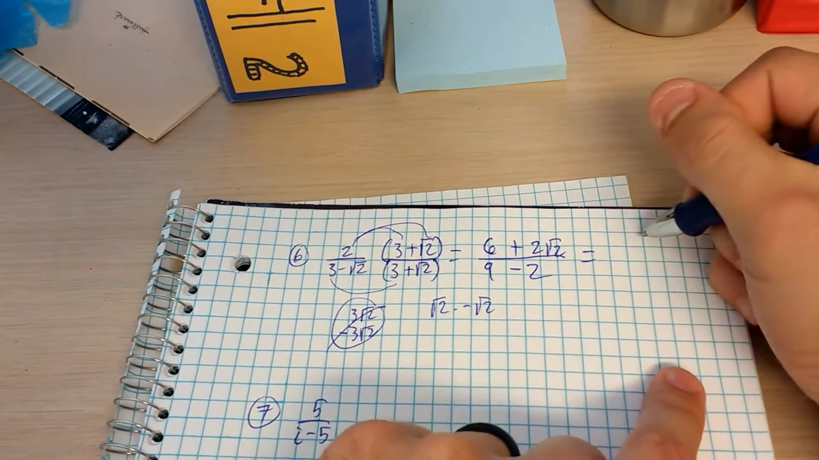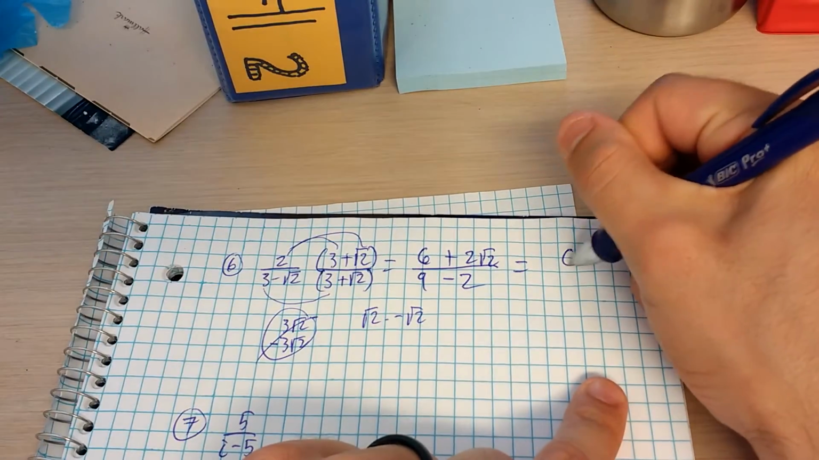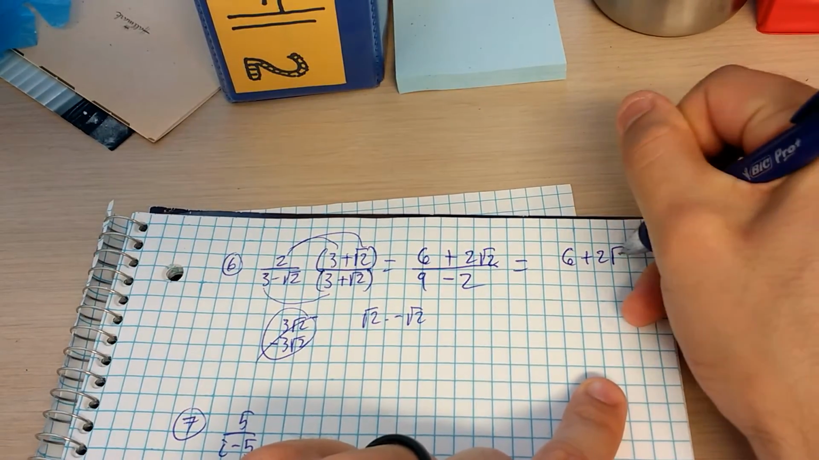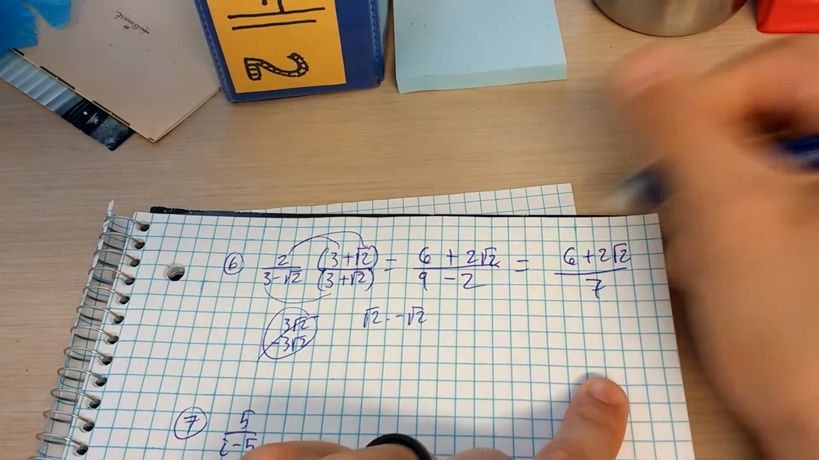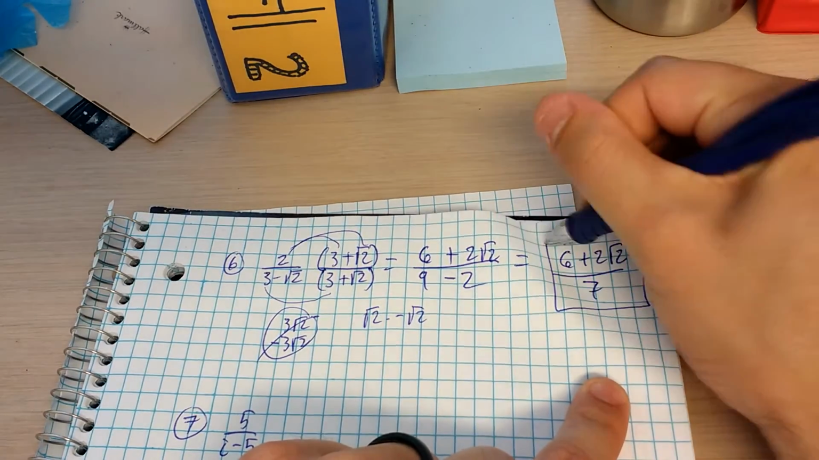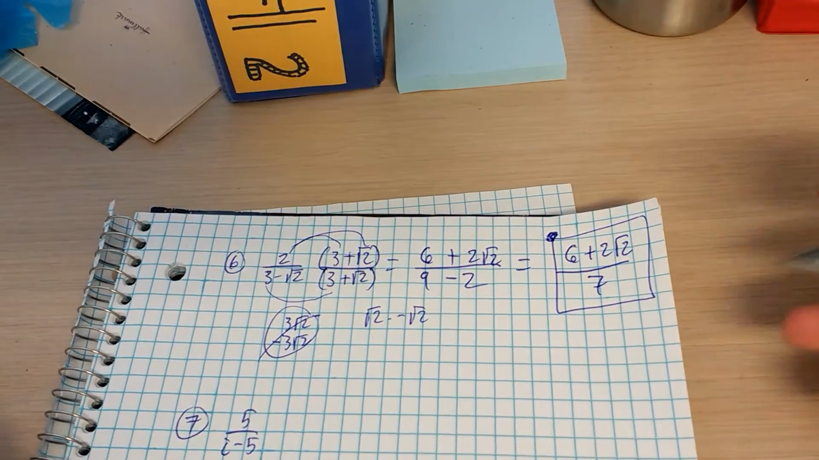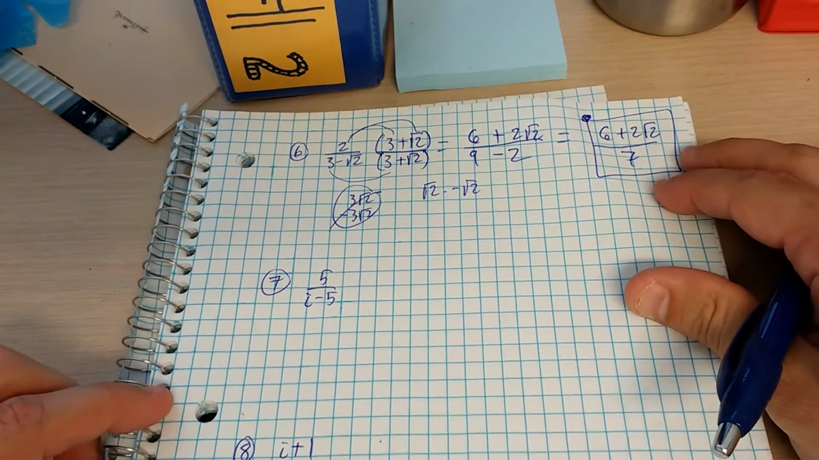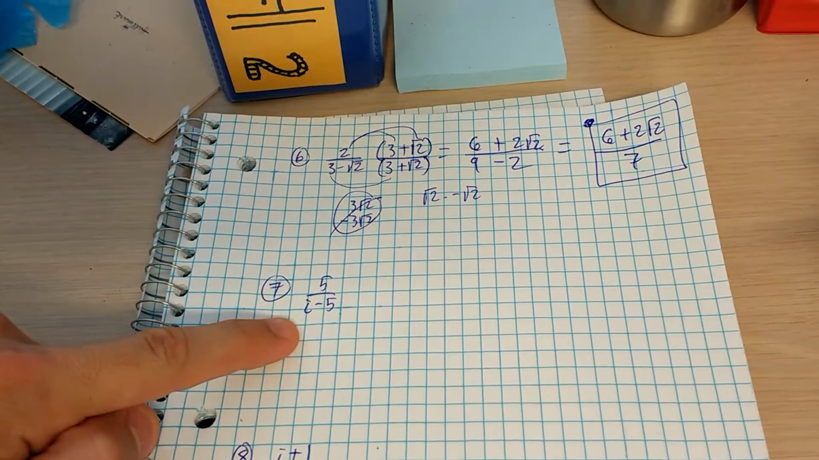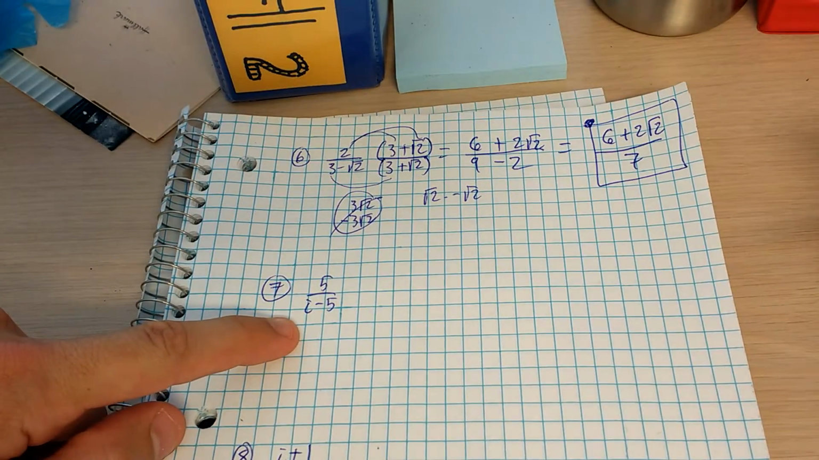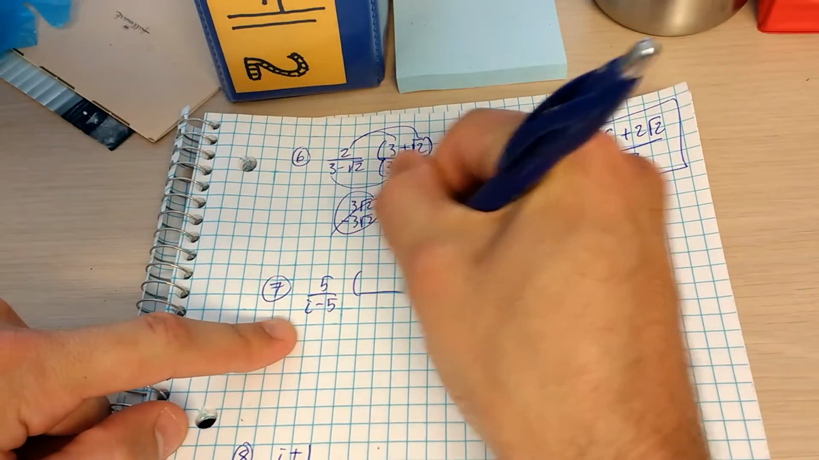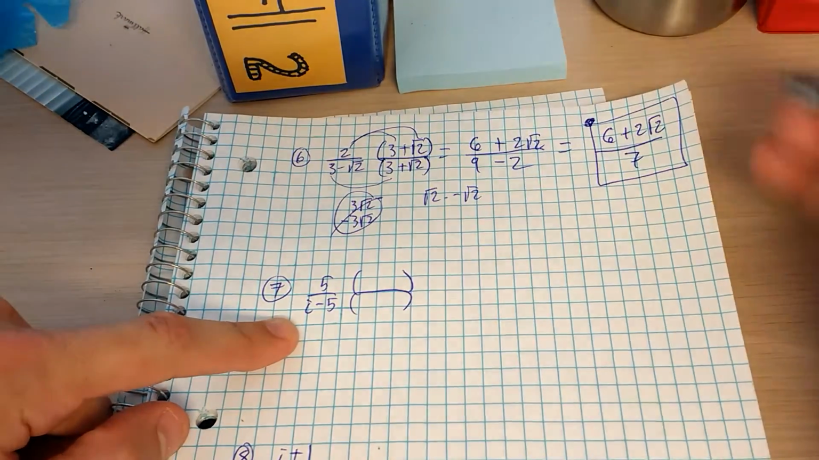Or, as a simplified answer, we get 6 plus 2 square root of 2 over 7. No more radical in the bottom. That means success. Okay? Again, it has a binomial, or 2 terms, in the bottom, so we're going to have to use the conjugation process. And it's really easy.